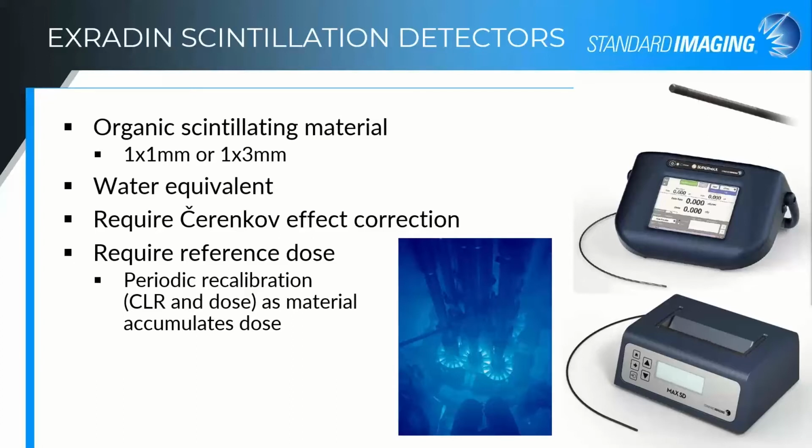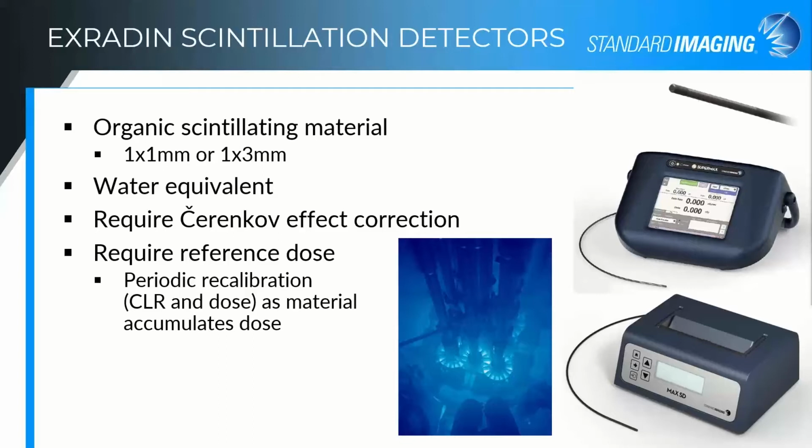The organic scintillator, as well as the plastic fiber that we use for transmitting the optical signal, is water equivalent. But the tricky part with scintillators is that you do have to correct for the Cherenkov light that is produced when you irradiate that optical transfer fiber. It manifests really as stem effect signal. So we have a method for removing that extra signal from your measurement, so you can get back just the signal you've measured from the scintillator at the tip of the fiber.